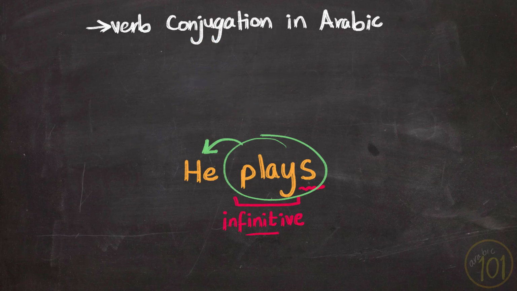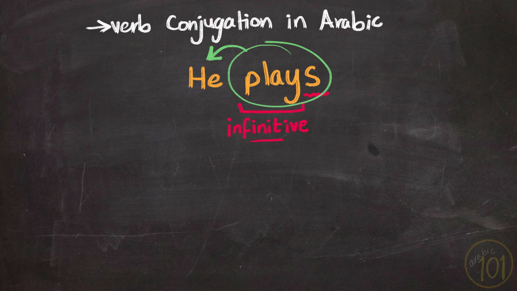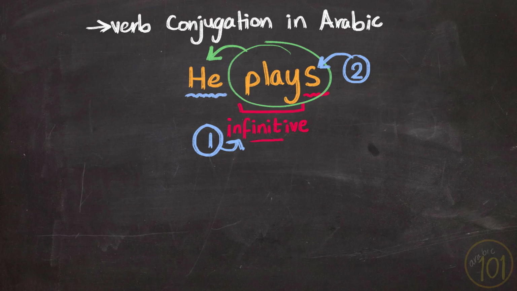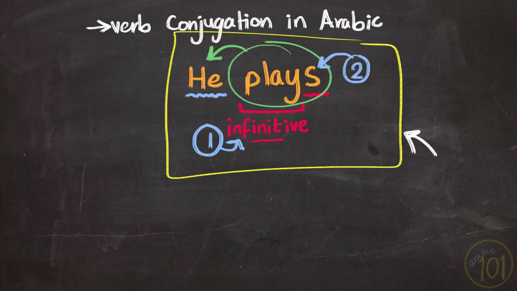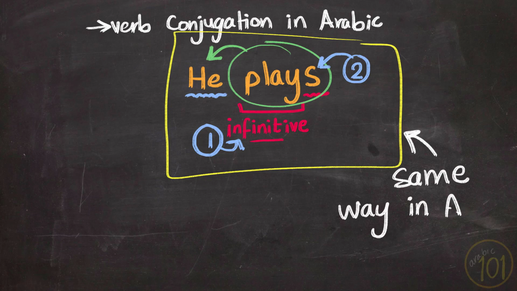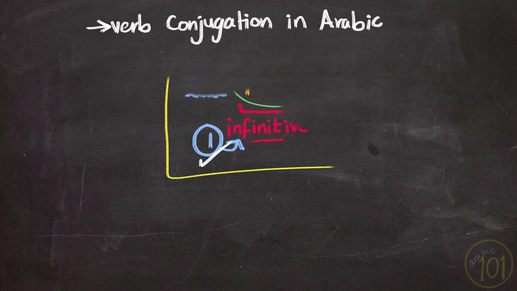So in English, you need two things. Number one, an infinitive form of the verb, which is the source form of the verb. And number two, you need an ending that agrees with the pronoun. And in this case, it is the S that makes the verb agree with the pronoun. In Arabic, it is the exact same story. And you will need also the exact same things to conjugate verbs.